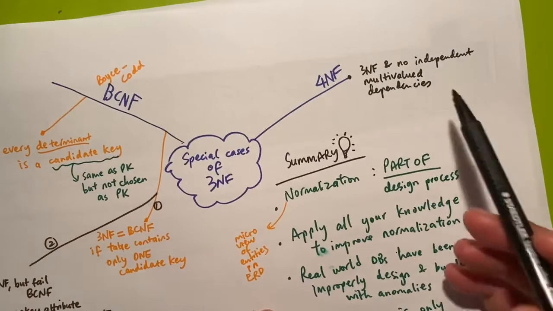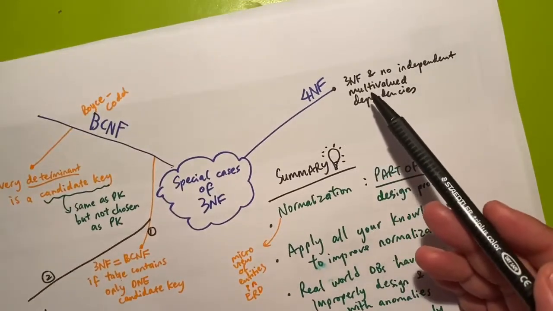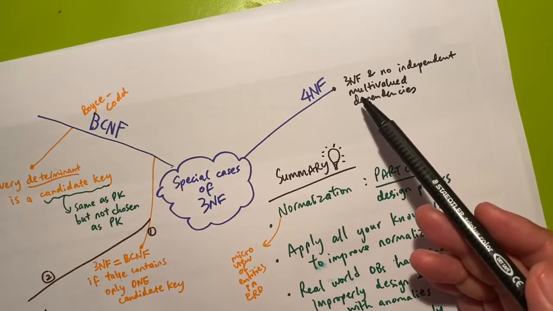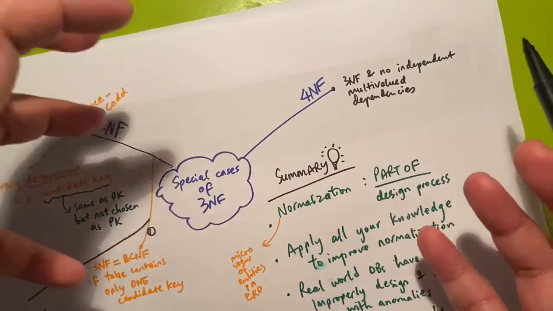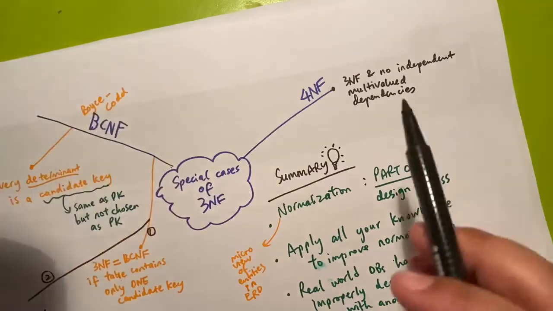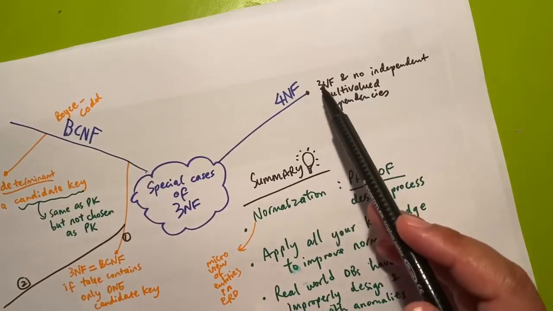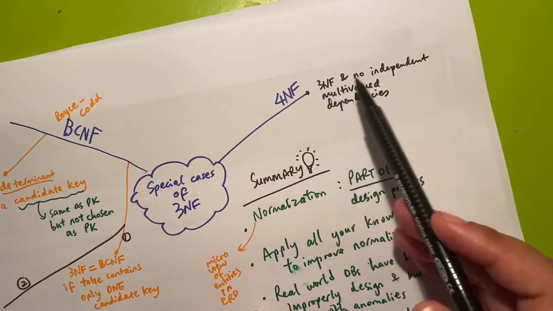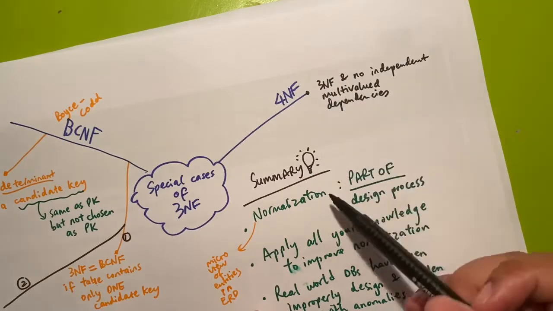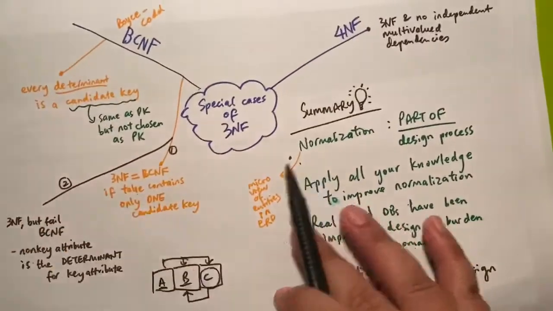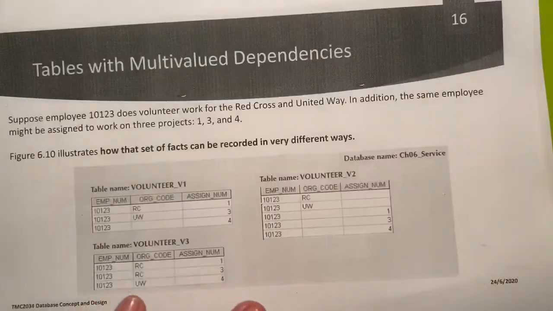Okay, so the 4NF is also the same. It tries to explain too many things in one table. That's why it causes anomalies and it requires the 4NF. So the 4NF is the third normal form, and there is no independent multi-value dependency. Okay, let's see an example.